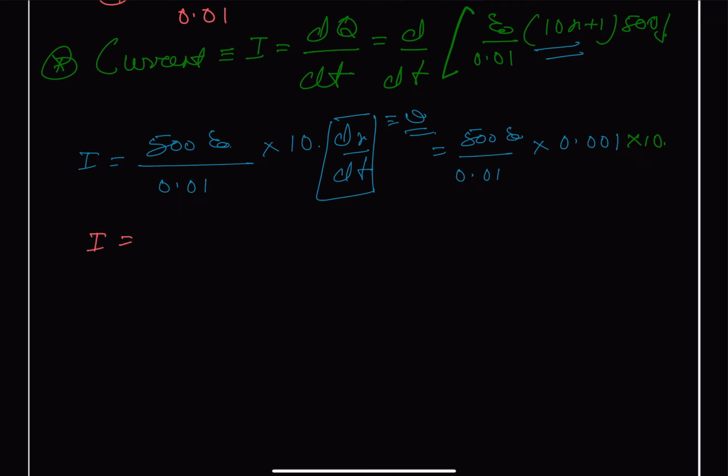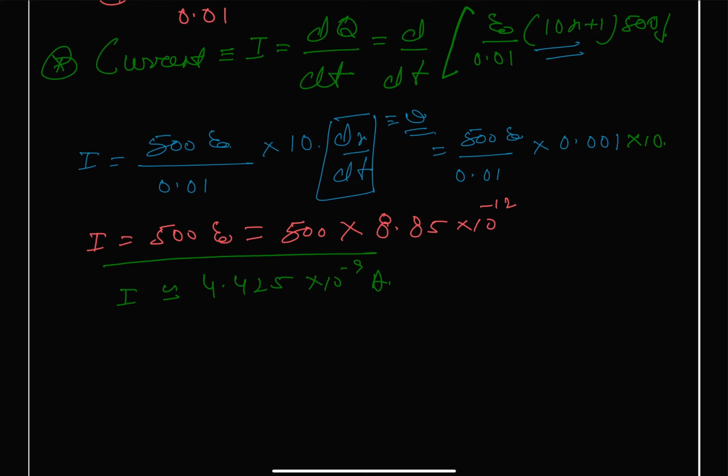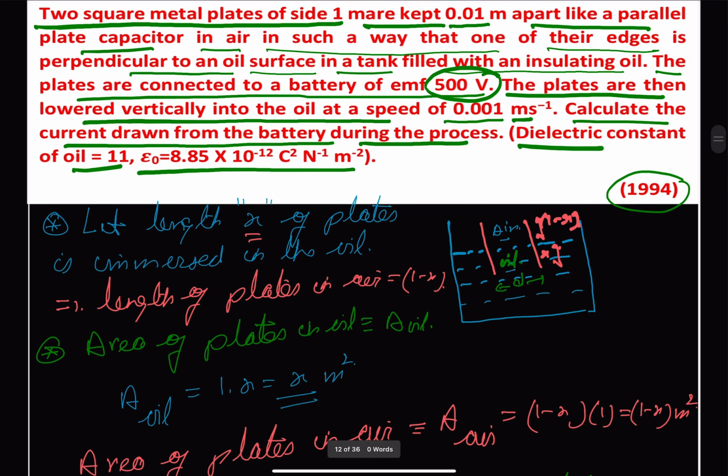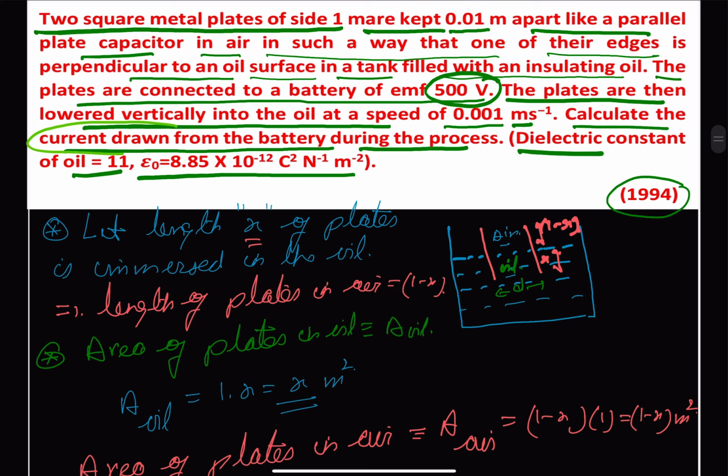So our current I will be equal to 500 times epsilon naught. We substitute the value of epsilon naught, that is 8.85 into 10 raised to power minus 12. This gives us that the value of current is approximately equal to 4.425 into 10 to the power minus 9 amperes. So this is the current drawn from the battery. So this was the only thing, the current drawn.